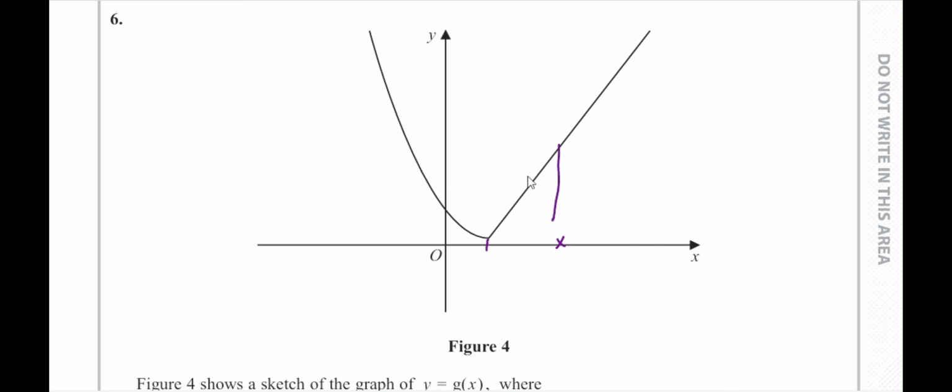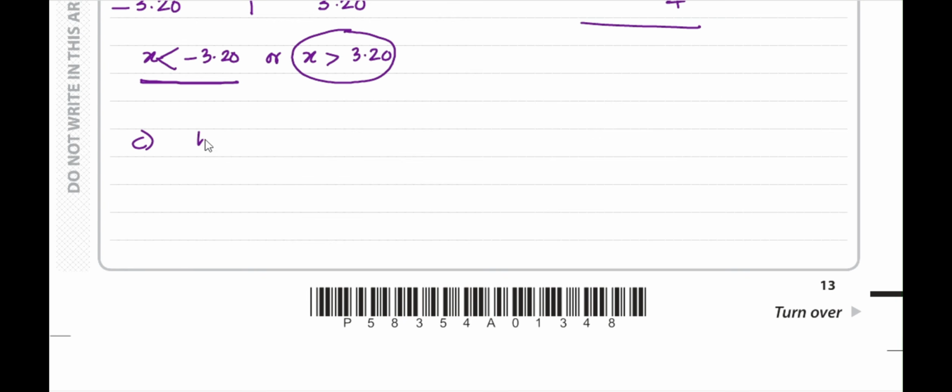Contrasting with this, h of x has got this restriction, x is less than or equal to 2. So this part of that function is not there. So h of x is ending here, which means it's a one-to-one function. Hence we can say that it has got an inverse. h of x is a one-to-one function and hence has an inverse.